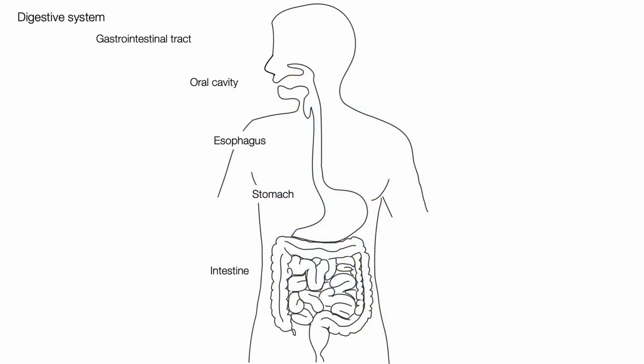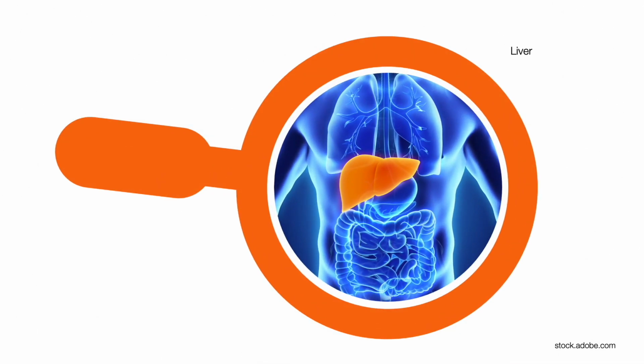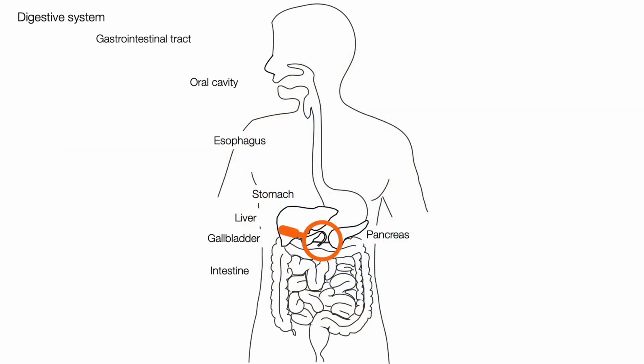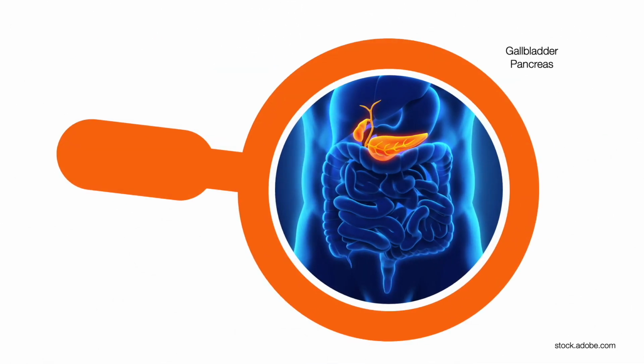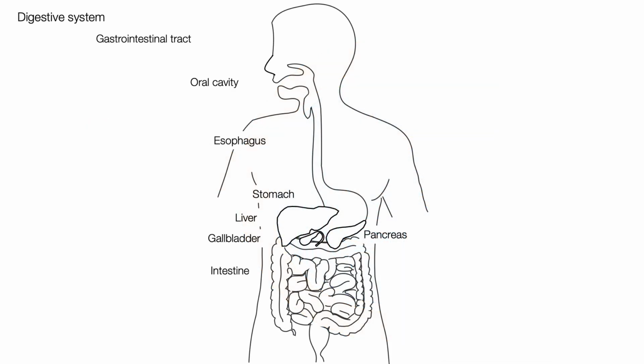The digestive system, in addition to the digestive tract, is made up of other organs, which are also involved in digestion, such as the liver, gallbladder, and pancreas. The liver is a large organ that sits above the stomach. The gallbladder connects to the liver and the small intestine, and the pancreas, which lies below the stomach, connects to the small intestine. And this is the digestive system.